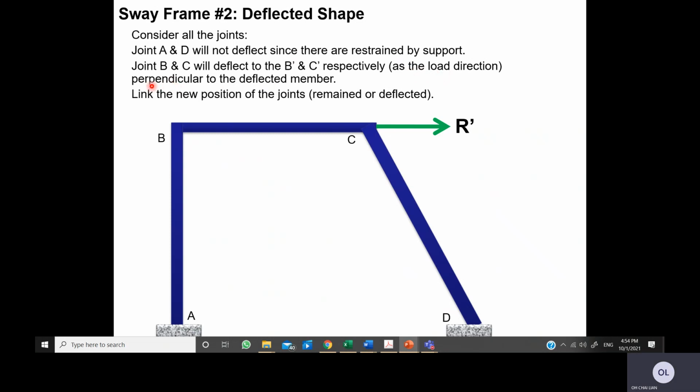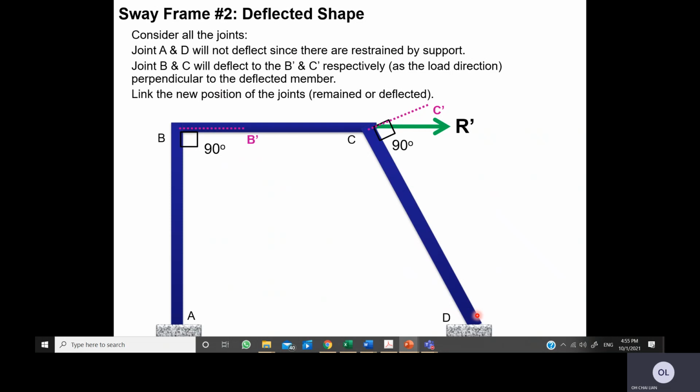Remember the tip: the deflection must be perpendicular to the member. For example, you can see that B has moved to B prime and it must be at 90 degrees to this member AB. And for member CD, C is not moving to here, C prime, no, it is moving to here, C prime, with an angle of 90 degrees to this member CD. This is how you predict the deflected shape.